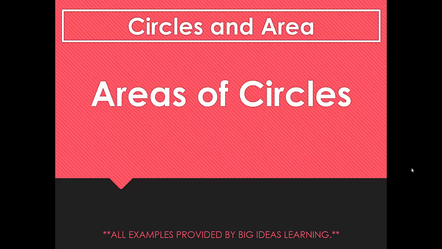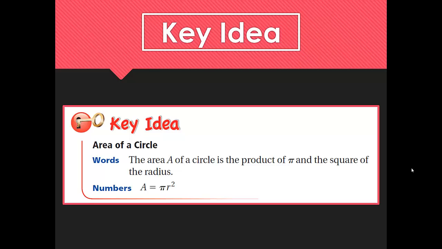Today's lesson is on areas of circles. First, we'll look at our key idea for area of a circle. The area A of a circle is the product of pi and the square of the radius. So A equals pi r squared.